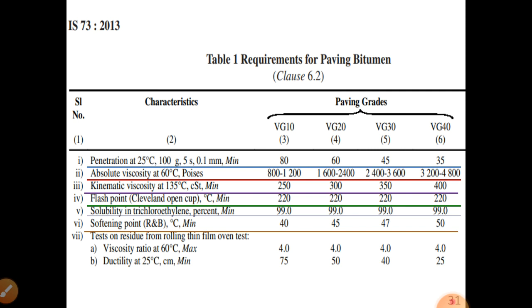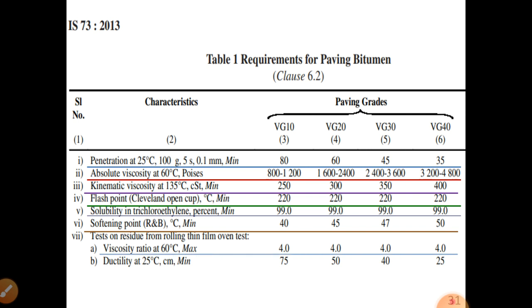Softening point, ring and ball apparatus, measured in degrees Celsius: minimum 40 degrees Celsius for VG10, 45 degrees Celsius for VG20, 47 degrees Celsius for VG30, and for VG40, 50 degrees Celsius.